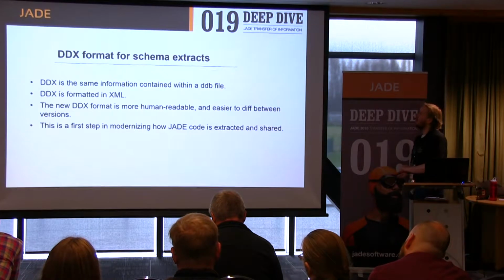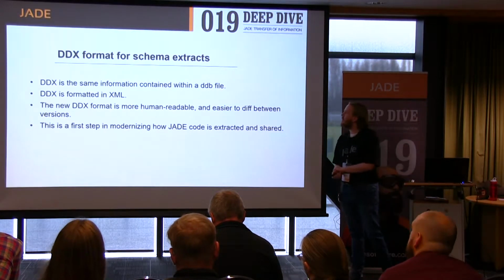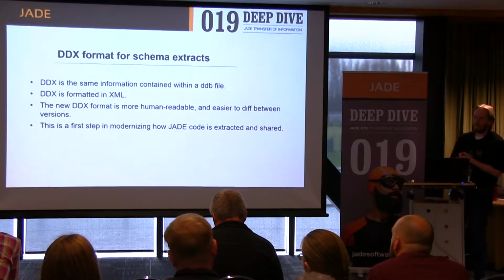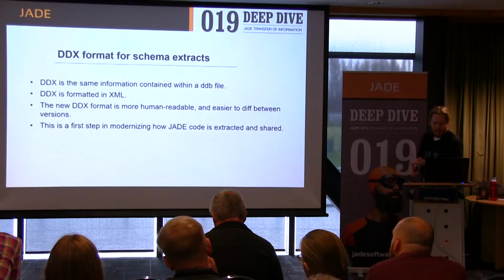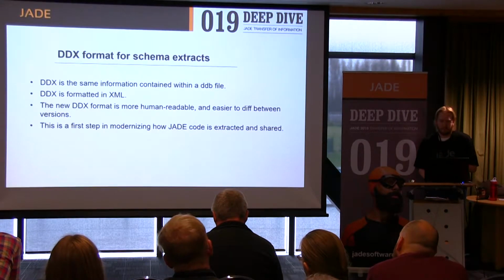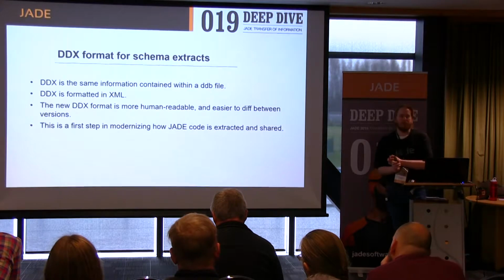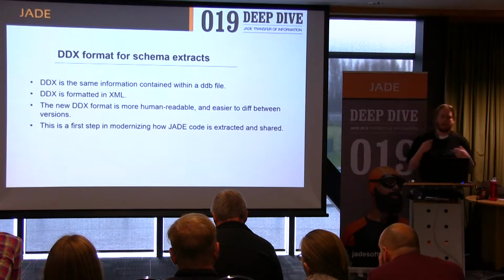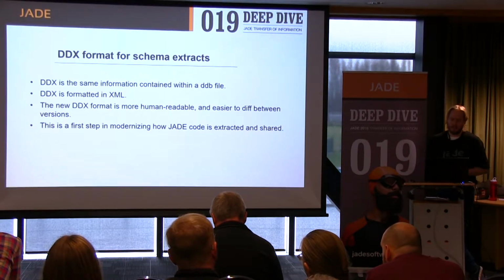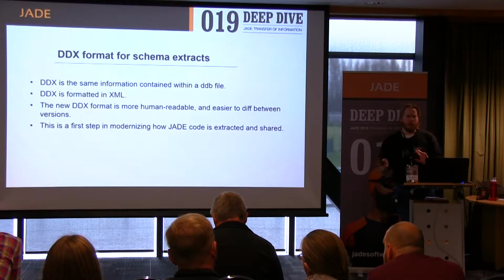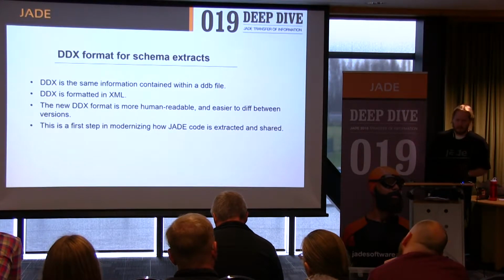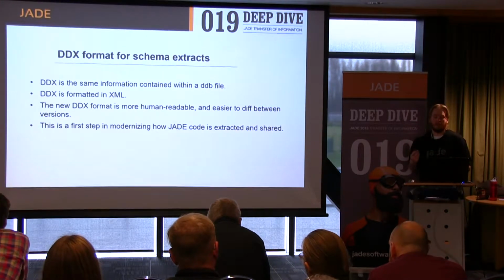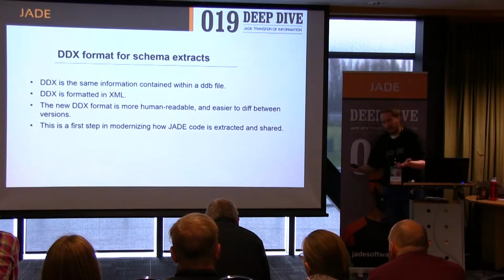Now, the last thing I wanted to touch on about source management is the new DDX format. The first thing to know about DDX is it has all of the same information that was in the DDB files. So you can use a DDB or you can use a DDX. It's essentially just presented in a more friendly way. It's based on XML, and it's both more friendly to humans, much easier to read, and it works much better when you go to diff things. That was an important step in making Jade code easier to extract and put in a Git repository.